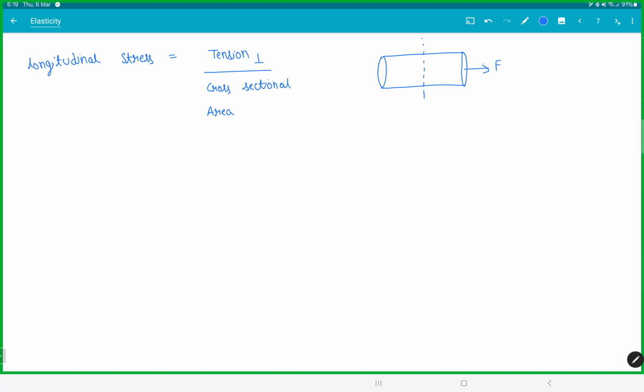So if you apply force F and F, what is the tension here, anyone? If you pull a rod with a force F and F, what's the tension here? Anyone remember? Tension here will be F. So this is called an elongative stress.